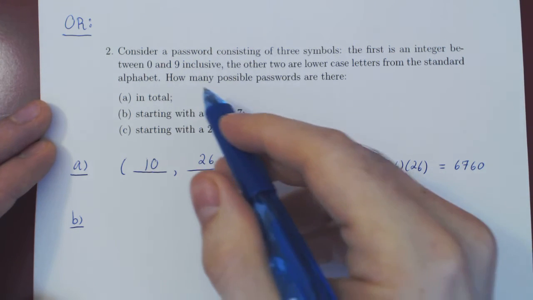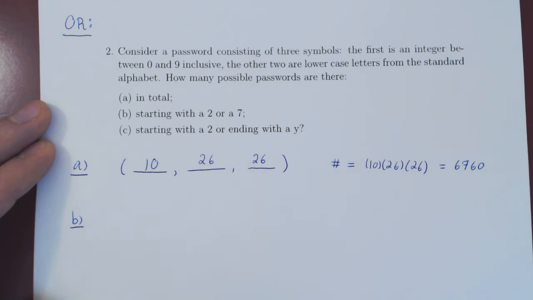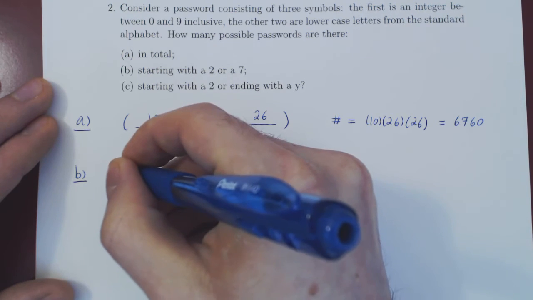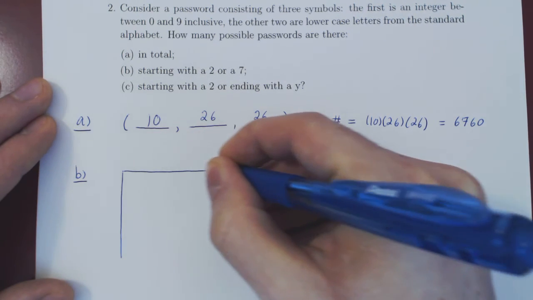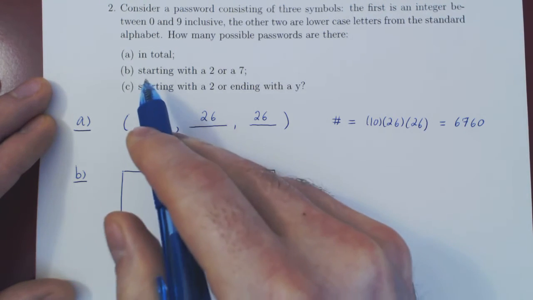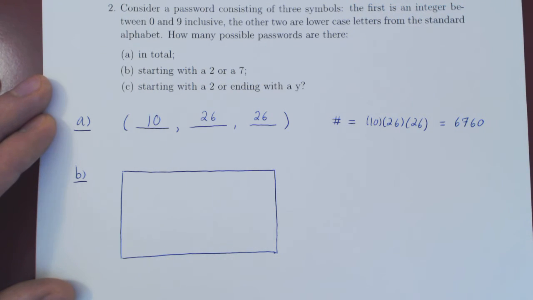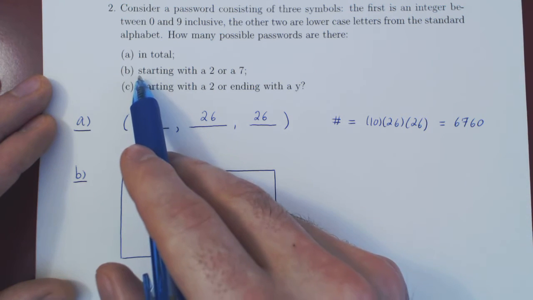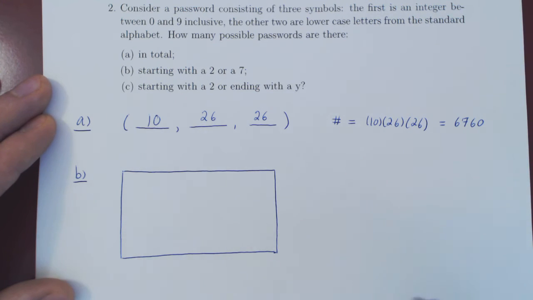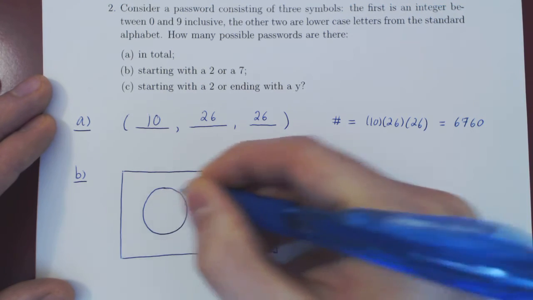So we're asking in B, how many possible passwords are there, starting with a 2 or a 7? So let's visualize this in a simple Venn diagram. We have 2 events of interest here. A password starting with a 2 or a password starting with a 7. So we have those two events. The first question, is there an overlap? Can a password start simultaneously with a 2 and a 7? The answer is obviously no. So we have our two events, and they are disjoint, so there is no overlap.